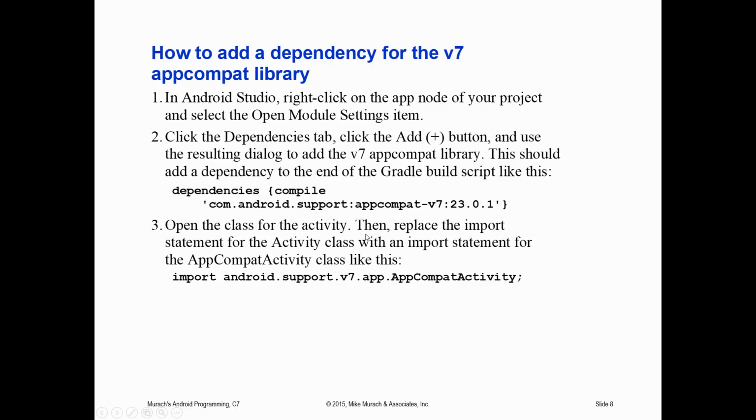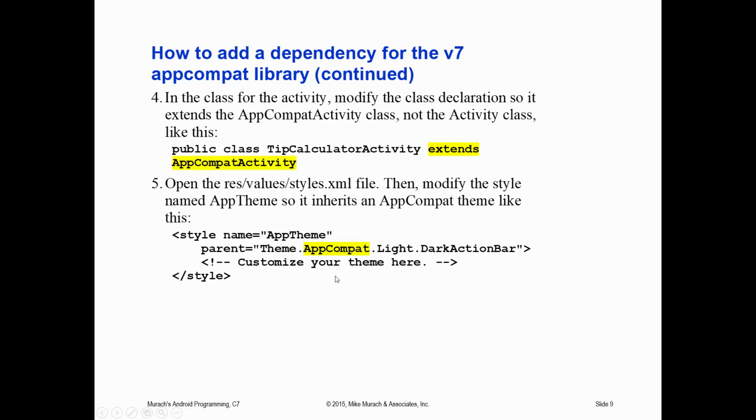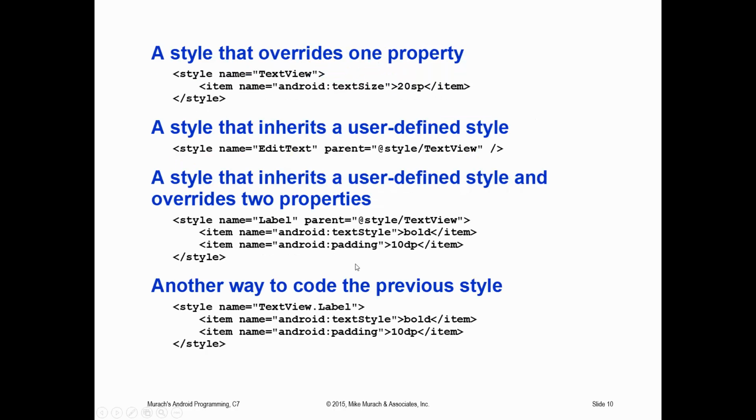You open the class for the activity, and you make sure you take the import for the activity class and you change it to this. This is basically what we have by default. So you can use that if you're working with a project that uses an older theme.